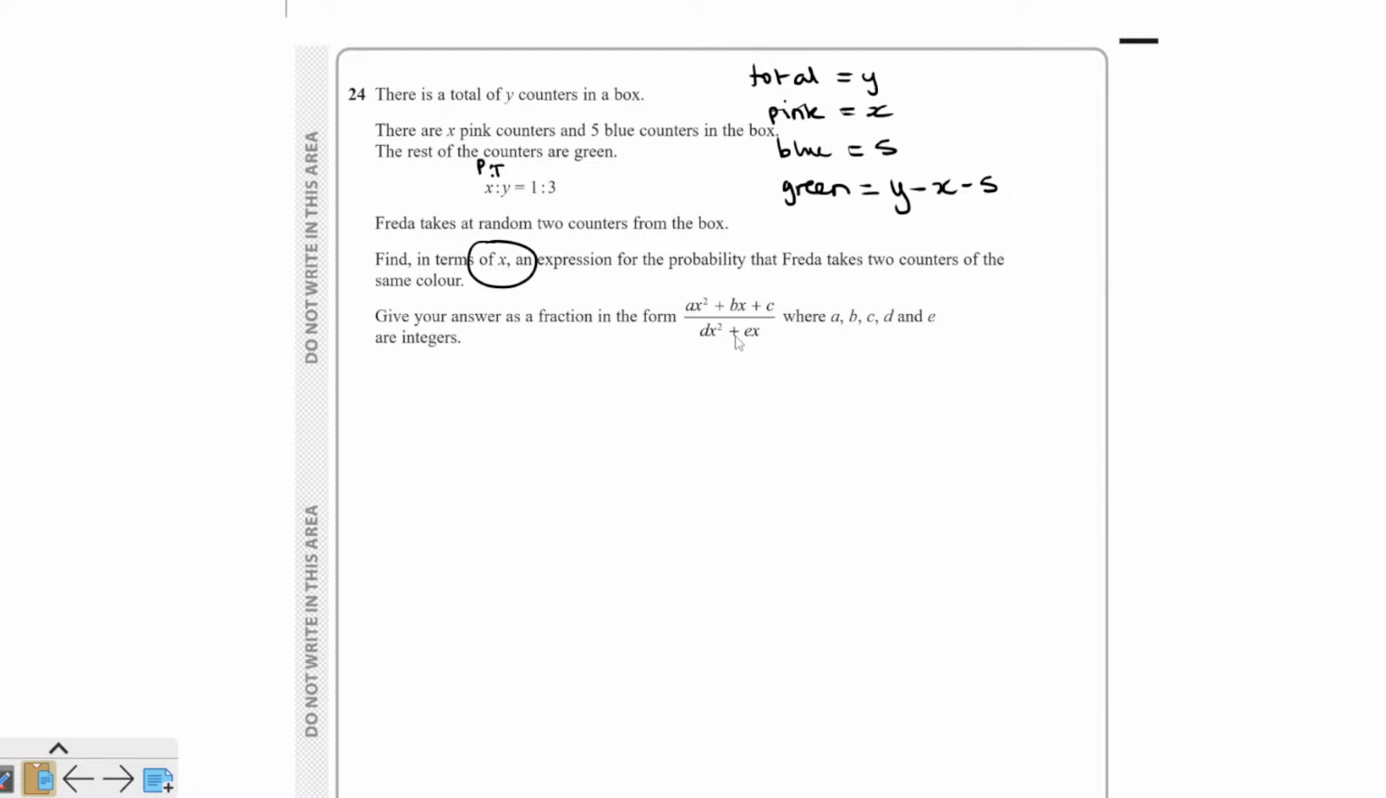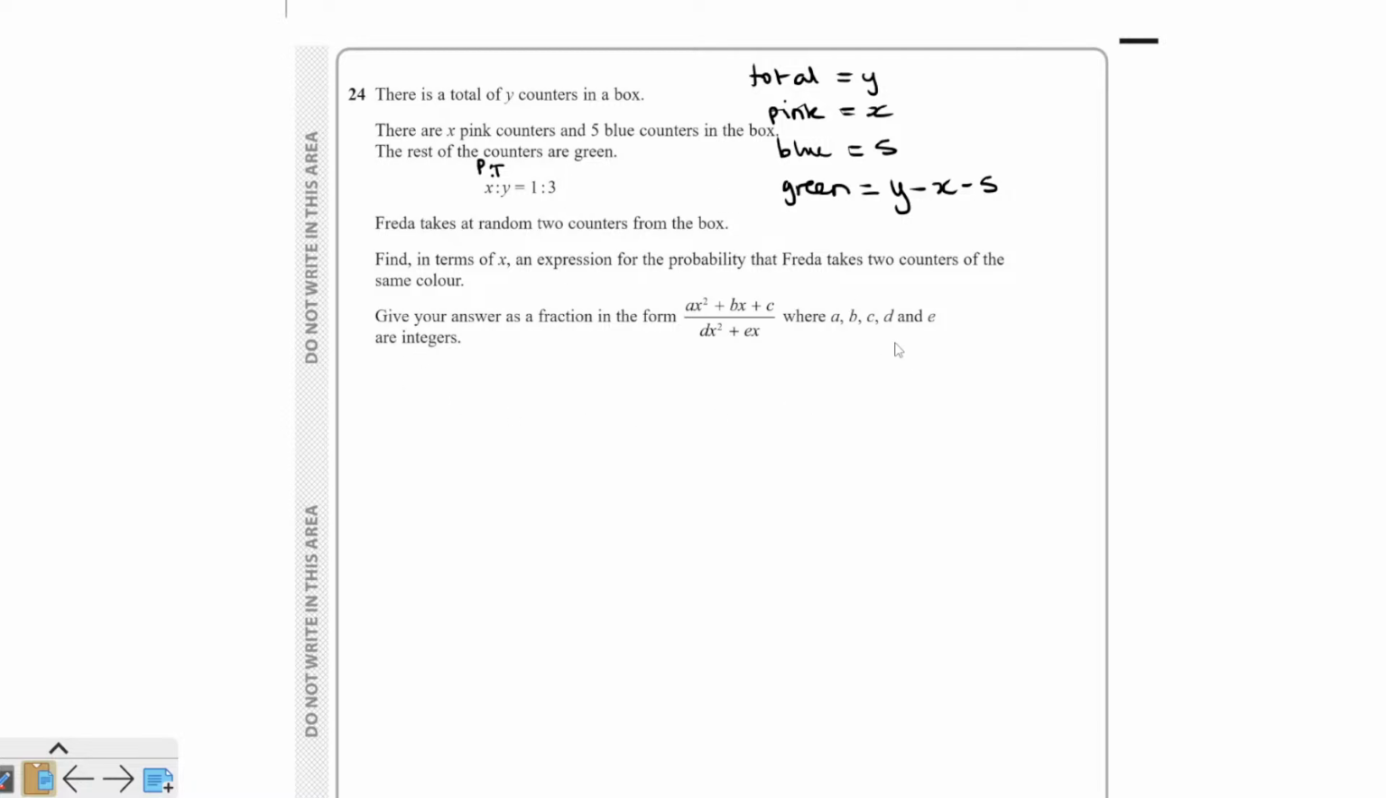So before we even do a tree, you don't have to necessarily draw a tree, but I prefer to visualize it that way, so I will. Do you see how they said find in terms of x and then your answer? Do you see how there's only x's there? I know there's A, B, C, D, and E, but those are obviously going to be numbers. X is the only letter there, but we've got a total as y and also green. So that's why we've been given this ratio, is to be able to convert y into something in x.